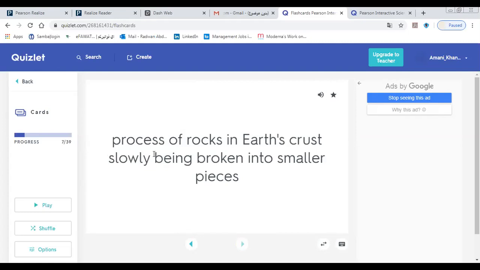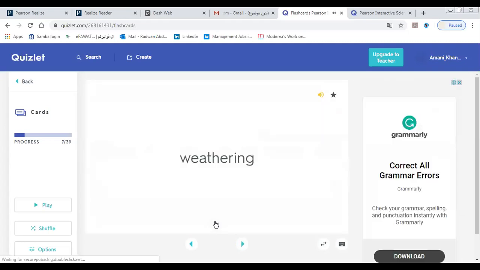Who can tell me the process of rocks in Earth's crust slowly being broken into smaller pieces? What is the word? Weathering. Weathering.